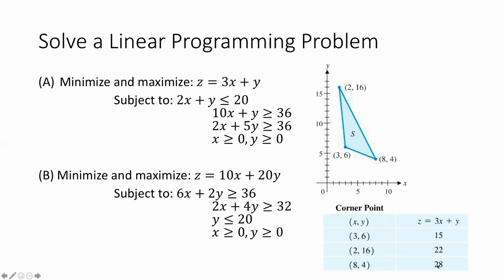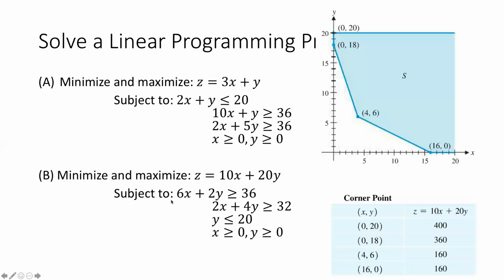So the maximum would be 28. The minimum is at the point (3, 6), creating a value of 15. So if we want to maximize value, it'd be (8, 4), this one right here. If we want to minimize, it'd be (3, 6). Okay, let's do the other one.